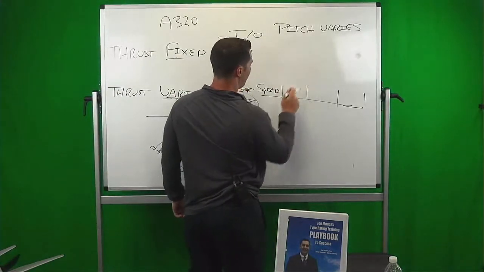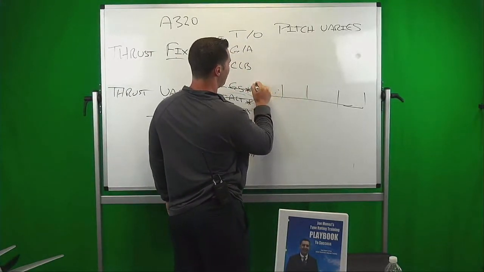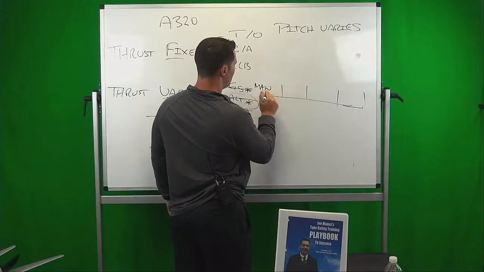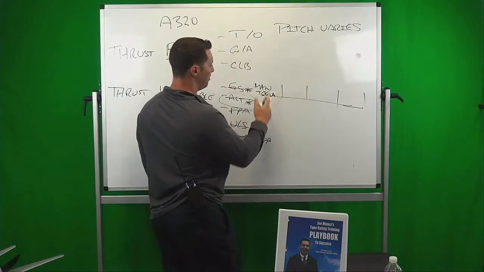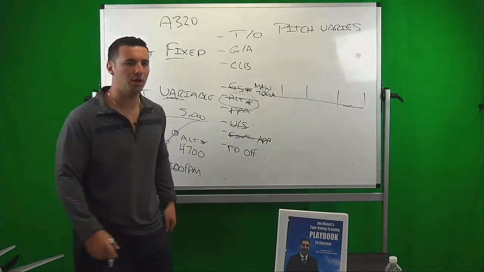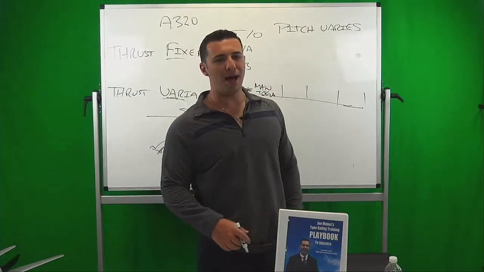Typically on takeoff, five column FMA, right? You're going to see something here that says man toga. Why? Because thrust is manual. Okay? Thrust is manual.